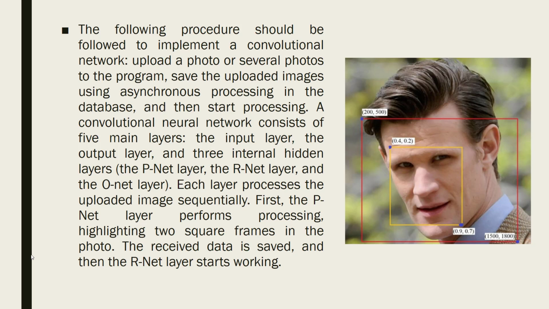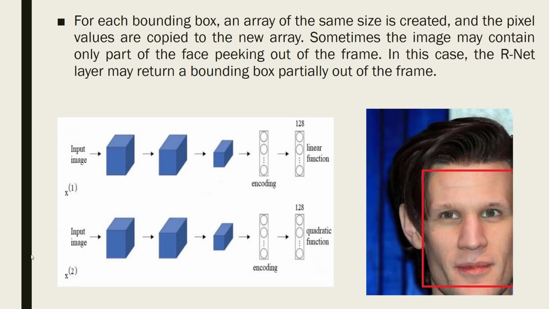Upload a photo or several photos to the program, save the uploaded images using asynchronous processing in the database, and then start processing. A convolutional neural network consists of 5 main layers: the input layer, the output layer, and 3 internal hidden layers: the PNet layer, the RNet layer, and the ONet layer. Each layer processes the uploaded image sequentially. First, the PNet layer performs processing, highlighting 2 square frames in the photo. The received data is saved, and then the RNet layer starts working.